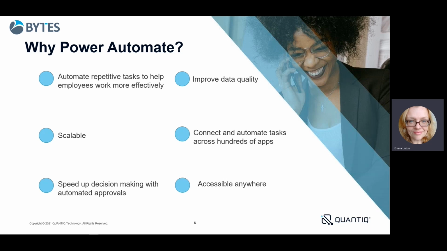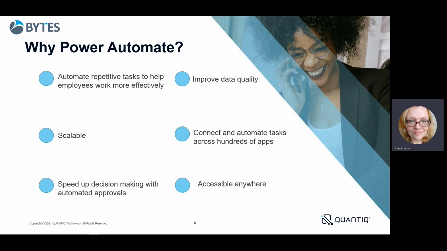I've already mentioned connectors a little bit, but yeah, we can connect and automate tasks across hundreds of apps. So Power Automate can basically connect to and talk to things like Outlook and Excel and Word, as well as things like DocuSign, SQL Server, Access databases, and anything really that's out there and has an API, we can connect to it.